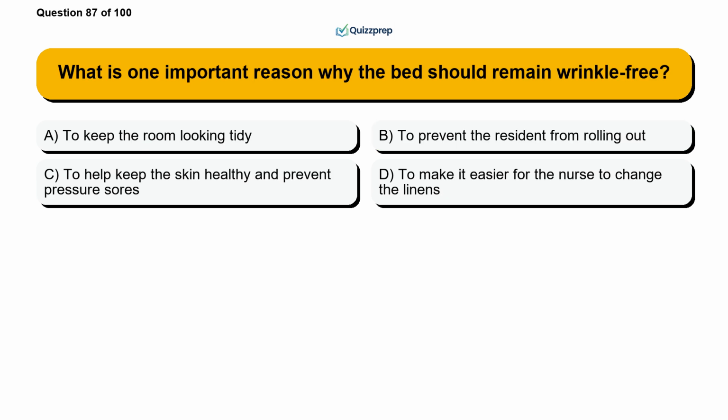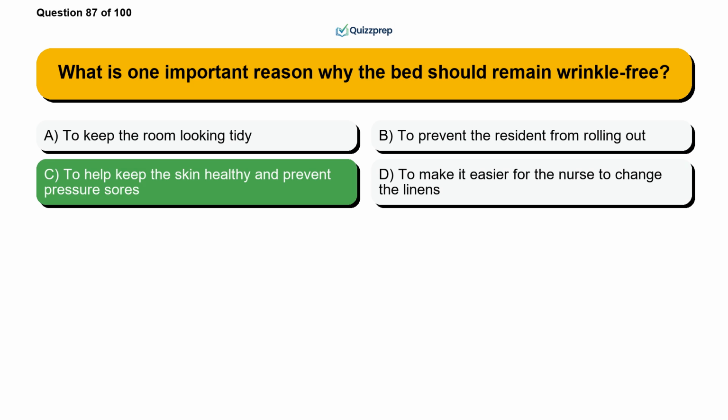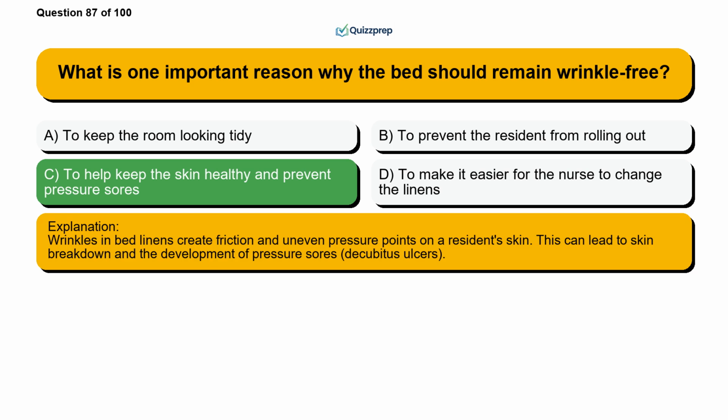Question 87. What is one important reason why the bed should remain wrinkle-free? Option A, to keep the room looking tidy. Option B, to prevent the resident from rolling out. Option C, to help keep the skin healthy and prevent pressure sores. Option D, to make it easier for the nurse to change the linens. The correct answer is option C, to help keep the skin healthy and prevent pressure sores. Wrinkles in bed linens create friction and uneven pressure points on a resident's skin. This can lead to skin breakdown and the development of pressure sores, decubitus ulcers.